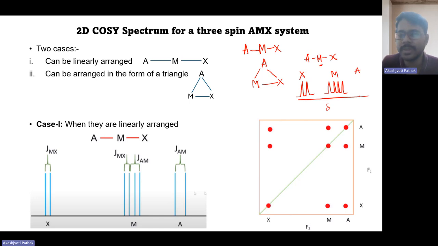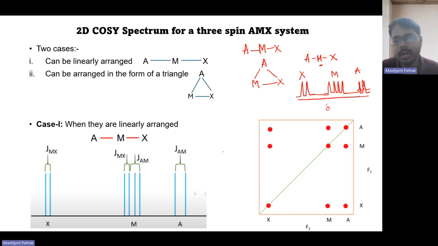the X spin is only coupled to the M spin. That is why this M will cause splitting of its peak into a doublet. And similarly, A is only coupled to M. So the M spin will cause splitting of this A spin into a doublet. So you will get a doublet. This is the type of spectra that you will get if you record a 1D spectra of this AMX linearly arranged three-spin system.